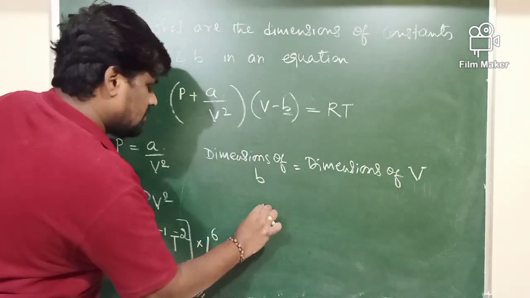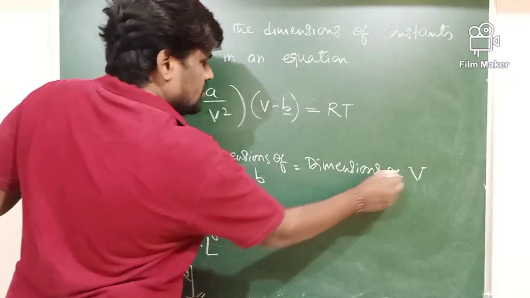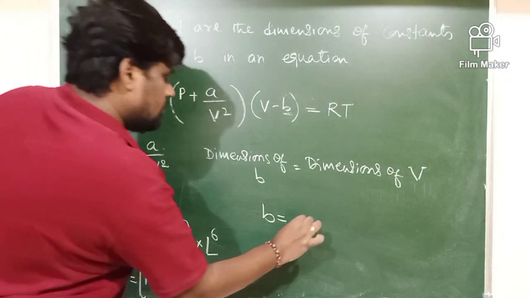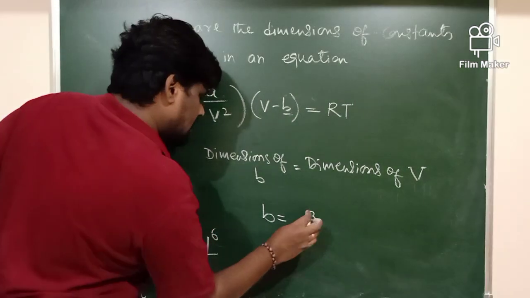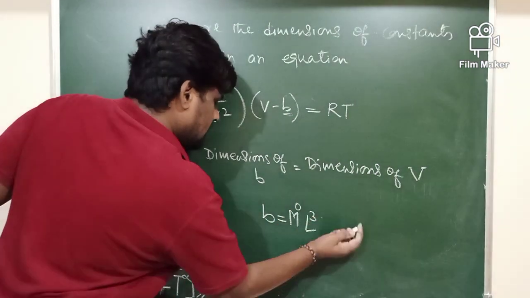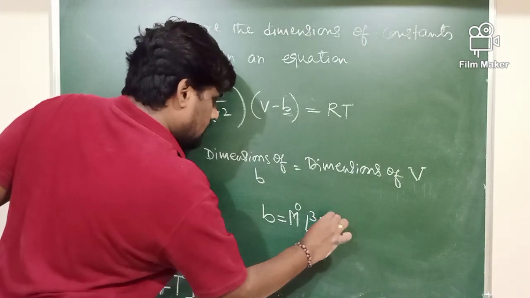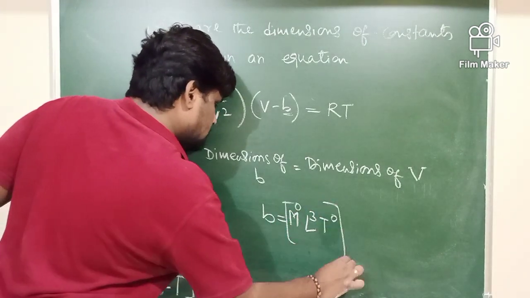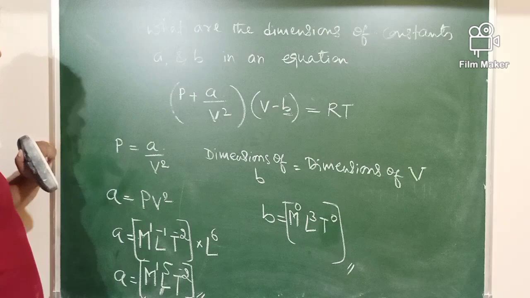Then what is the dimensions of B here? Dimensions of V. V, that is volume. Volume is L to the power 3. L to the power 3 means M0, L power 3 and T power 0. So this is the dimensional formula of the constant.